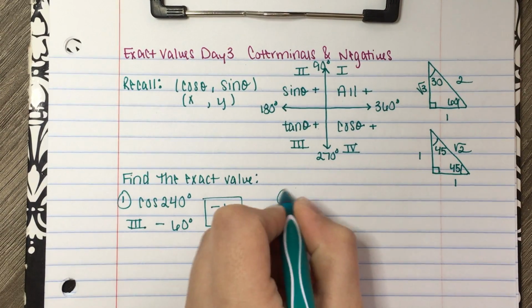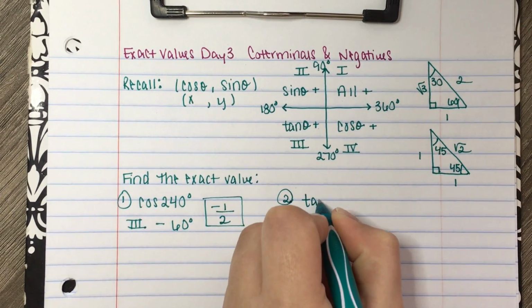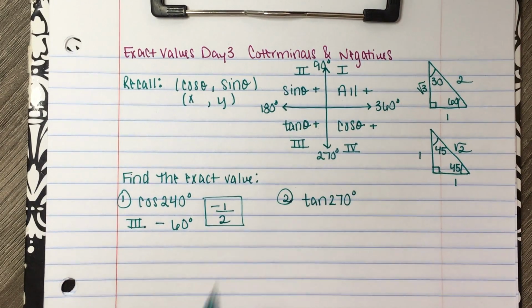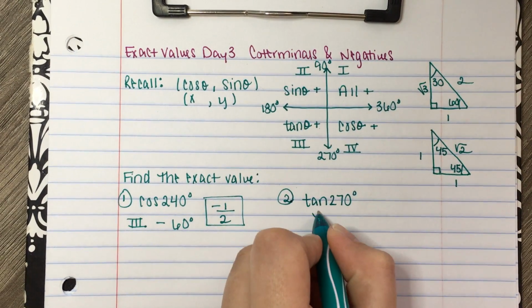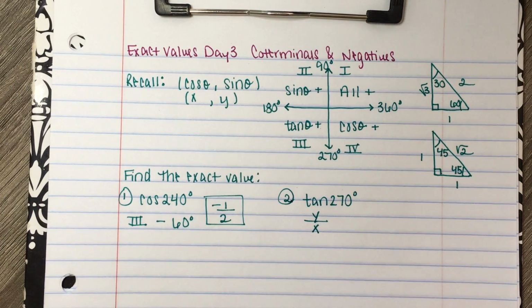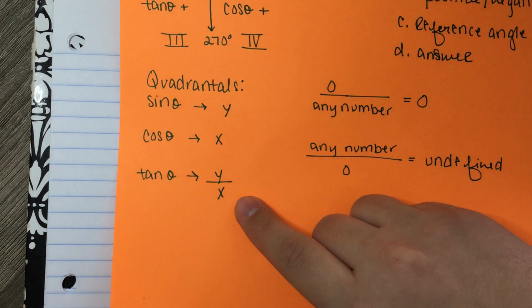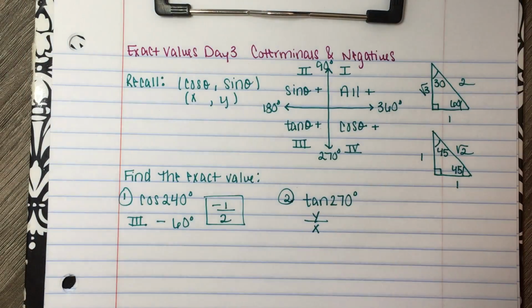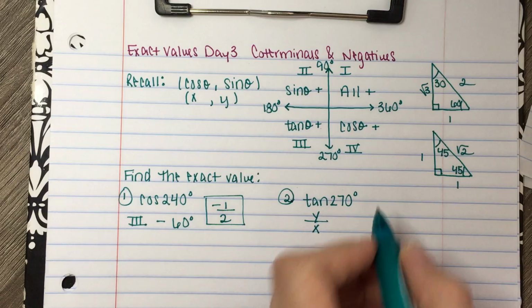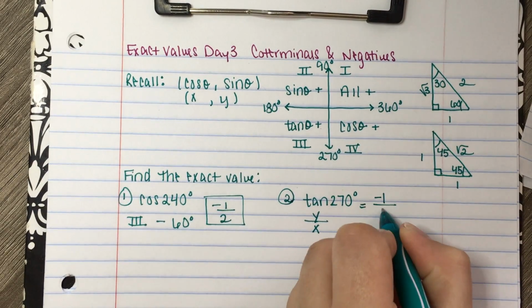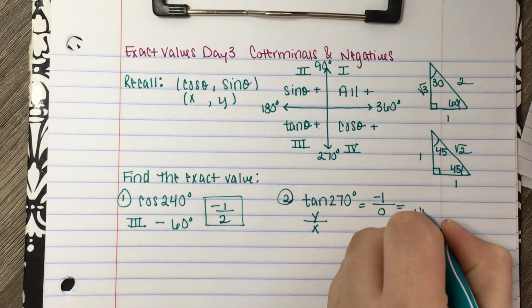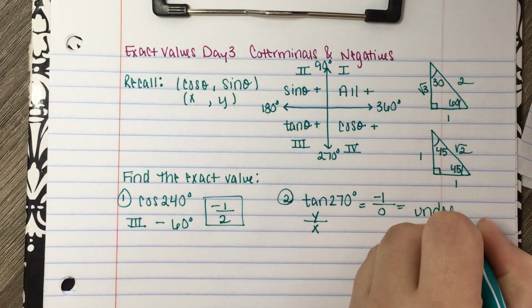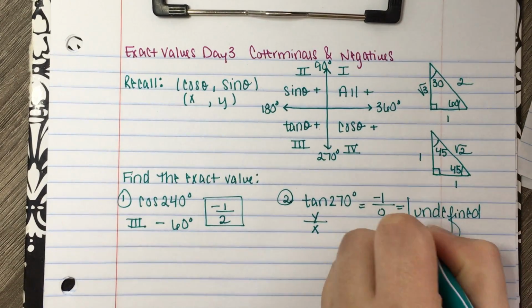Taking a look at number 2, we're going to evaluate tangent of 270 degrees. This was from the previous video. When it's a quadrantal angle, we're using the coordinate points on the unit circle, and we have to keep in mind that tangent is y over x. So we take our y and x coordinate at 270, and that's -1 over 0. Keeping in mind that we cannot divide by 0, this is undefined. And there's our answer for number 2, a quadrantal problem.